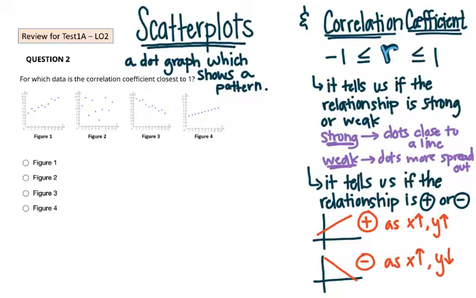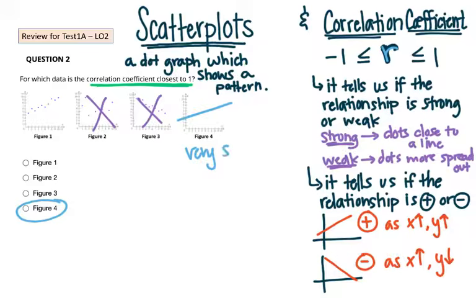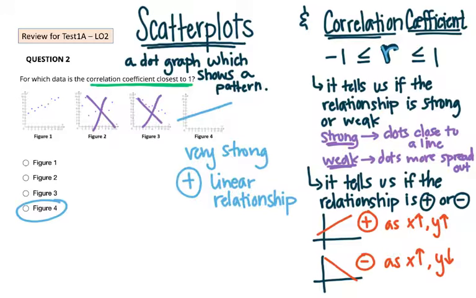So now the question is asking us, we want to know which one is closest to 1. That's a positive 1. So firstly, it means the dots should be going up from left to right. So we know it's not this one and it's not this one. And then we want it closest to 1. So we want it strongest. That would be this graph. This is very strong, which is figure 4. That represents a very strong and positive linear relationship. Now, figure 1 is also a positive relationship. You see a pattern going up from left to right. It's just that the dots themselves are not quite as close to the line.